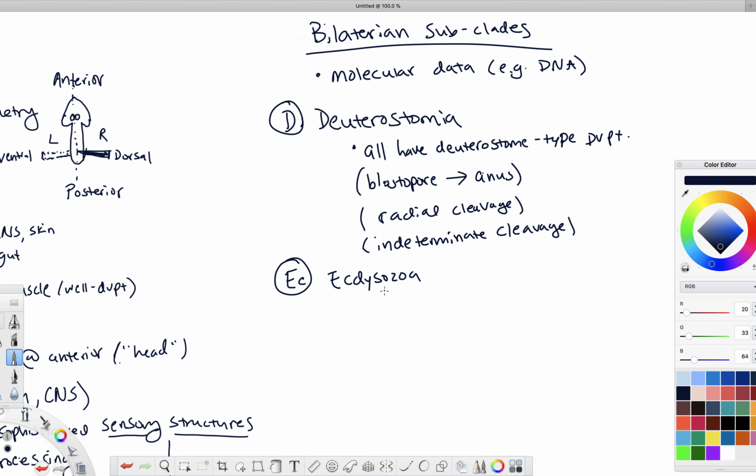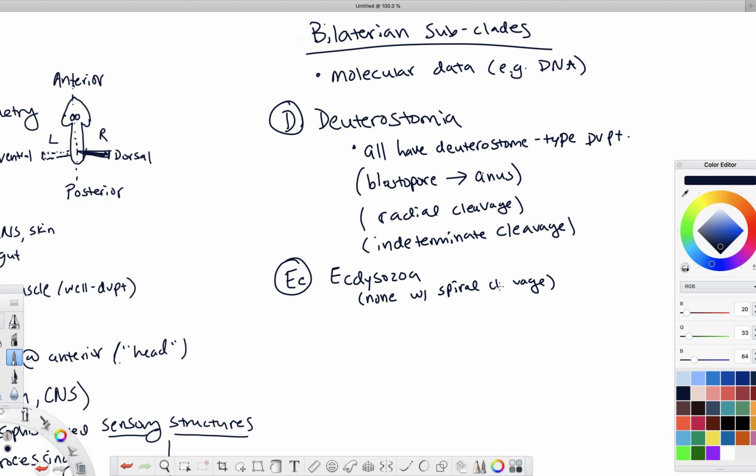Ecdysozoa. Ecdysis is shedding, or molt, we could say. So these mostly do shed, although that is not a great characteristic, though. I can say none have spiral cleavage. They either have radial cleavage or variable cleavage, some other version of radial. So none with the spiral cleavage, though.